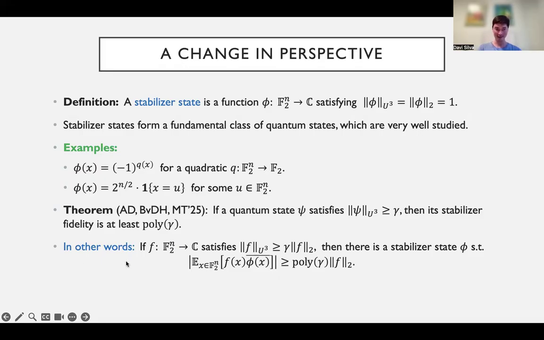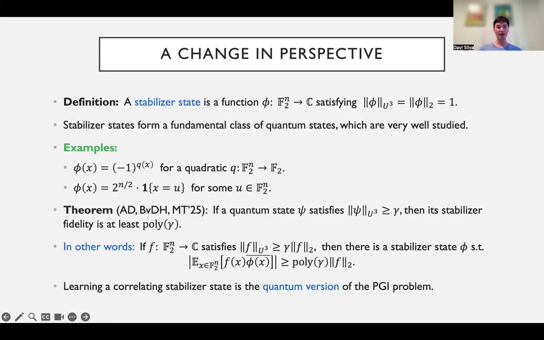So in other words, what it means is that if f is an L2 bounded function, so the L2 norm of f is 1, and the U3 norm is at least gamma, so almost as large as it could possibly be with the condition that the L2 norm is 1, then there exists a stabilizer state phi that correlates well with f. So the correlation is at least poly of gamma times the L2 norm of f.